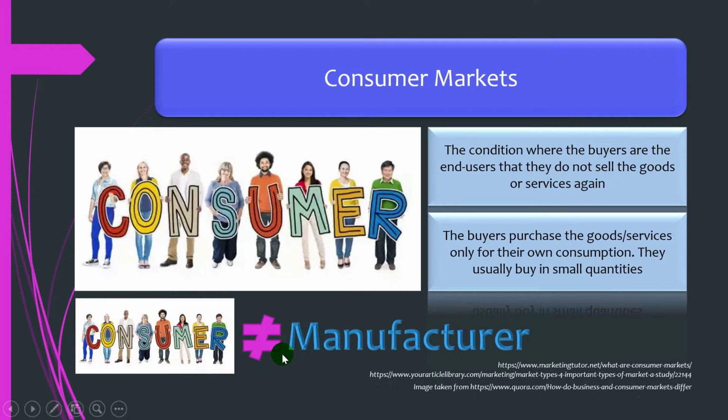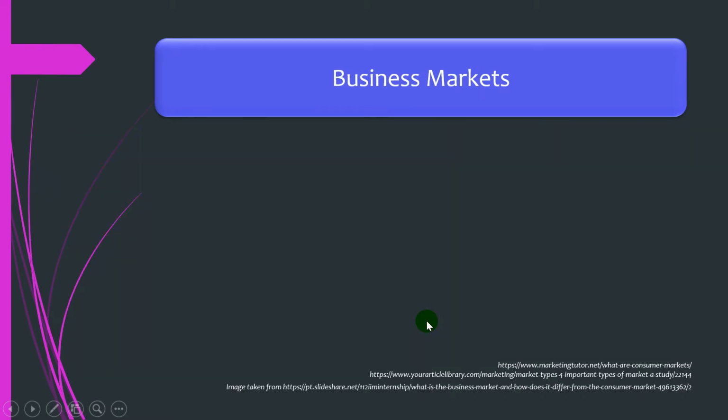So consumer is not the same as manufacturer. That's why I put an equals sign but crossed it, which means it does not equal; it is not the same. Okay, let's go to the next. The next is about business market.